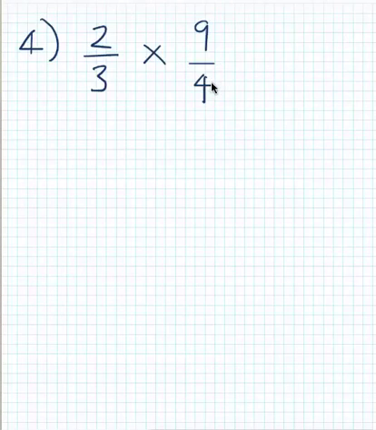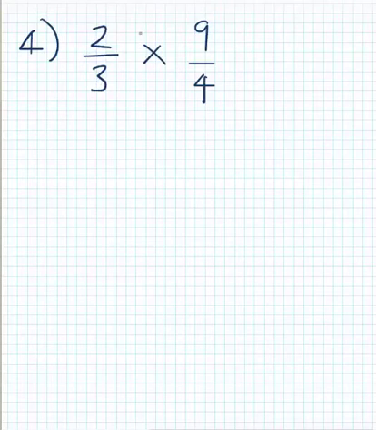Okay, so if you want to try this question before I do it, go ahead. Now, with this question, let's check and see if I can simplify anything from the top and bottom. And I have a look, and I look at my 2 and 3. I can't simplify 2 and 3, and I can't simplify 9 and 4. So I can't simplify vertically.